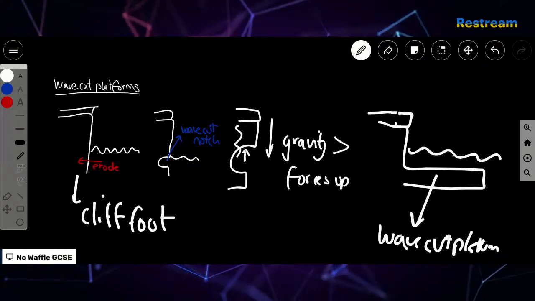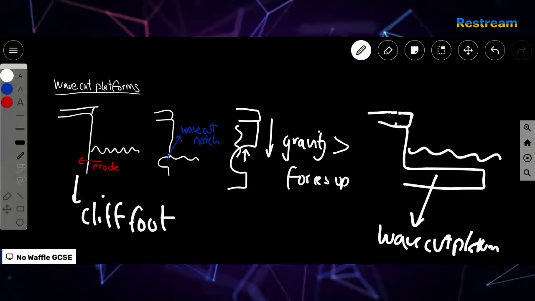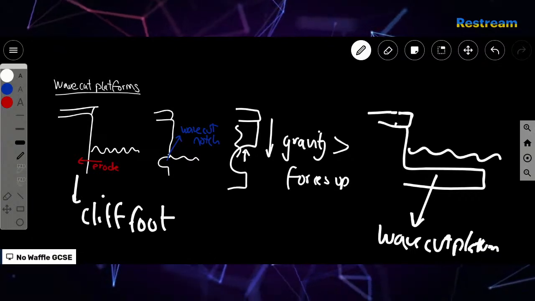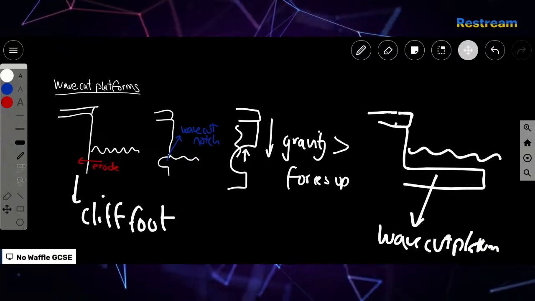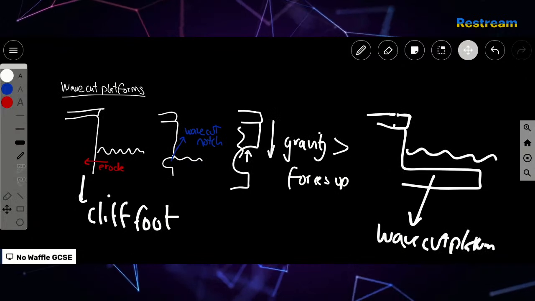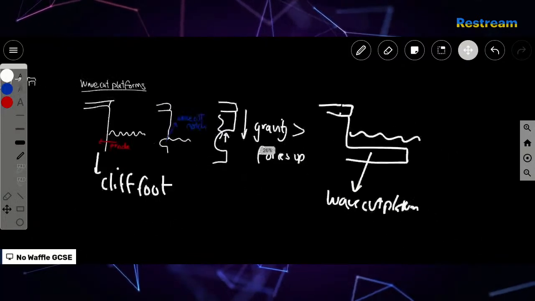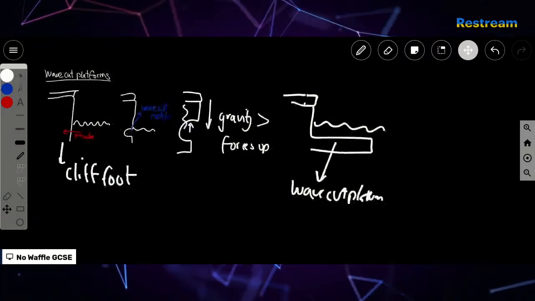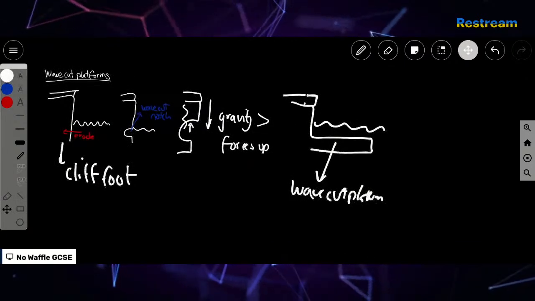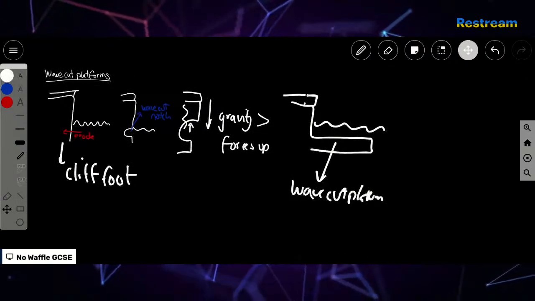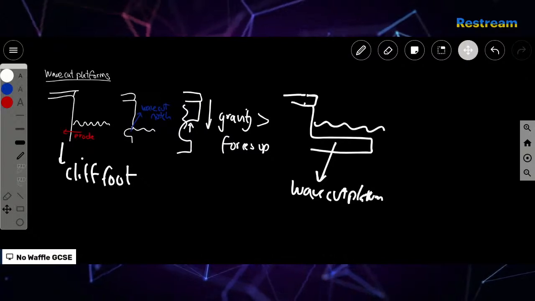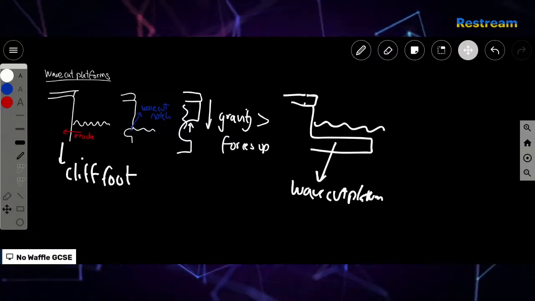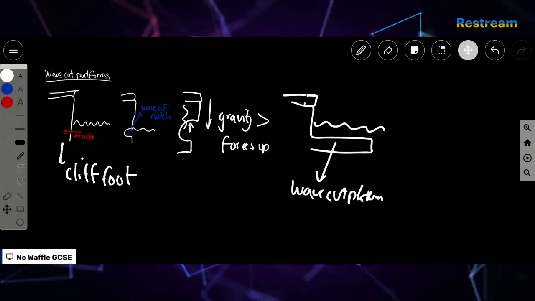Now, ironically enough, this was the worst answered question in one of the GCSE papers when you had to describe the formation of a wave cut platform, but you had to use a diagram to do so. So try and do a diagram that's much better than mine, but including these broad steps, you'll definitely get the marks.